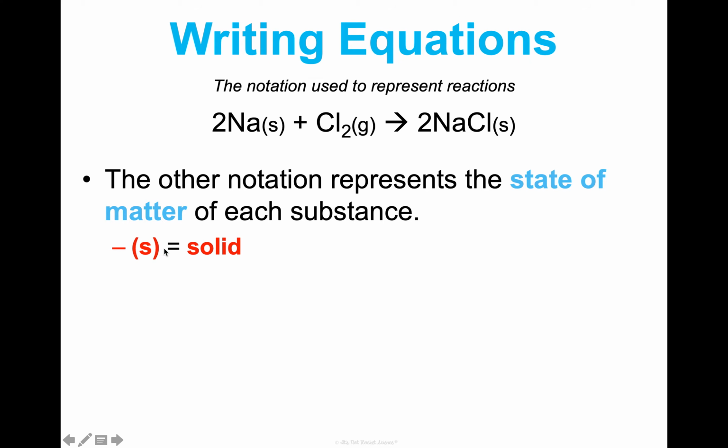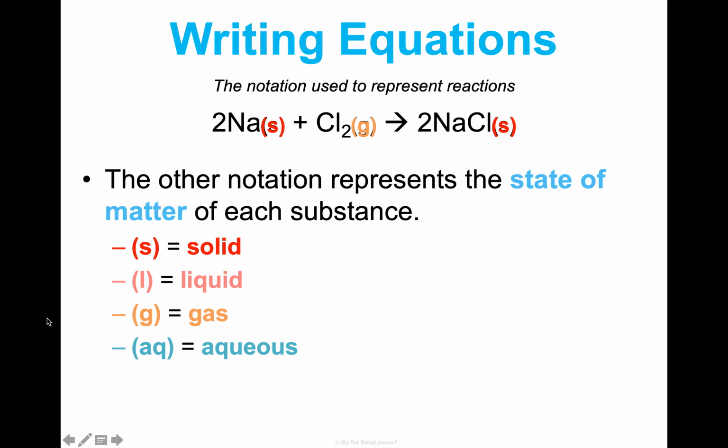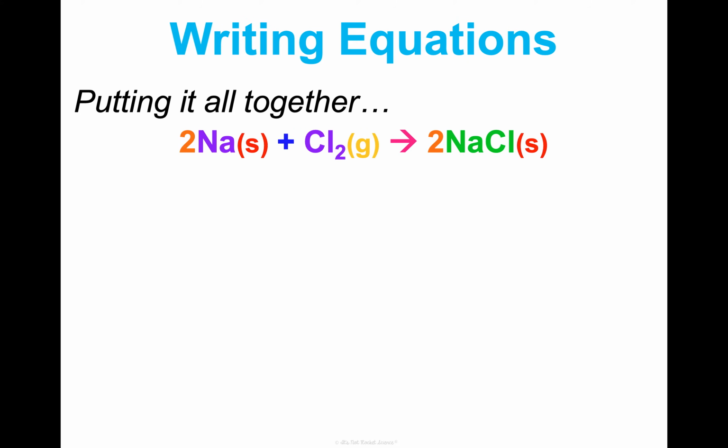So an S in parentheses represents solid. We see that here in our equation. An L represents liquid. We don't have any liquid in this equation. A G represents gas, which we do have here. And then AQ represents aqueous, which means it's dissolved in water, and it needs to be in order for these things to react. Now let's put this all together.